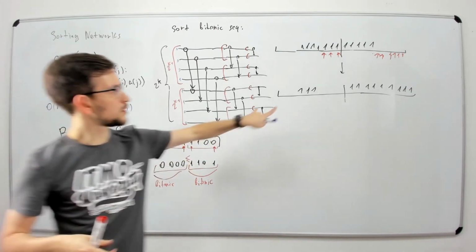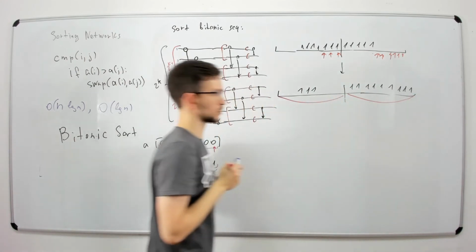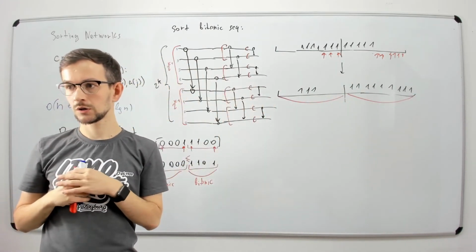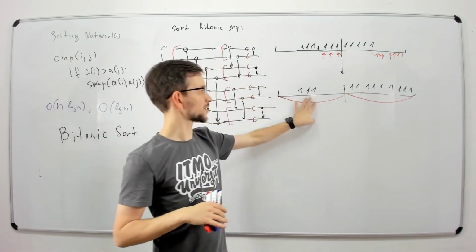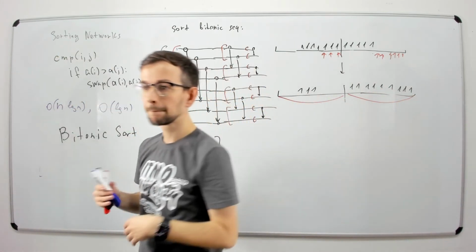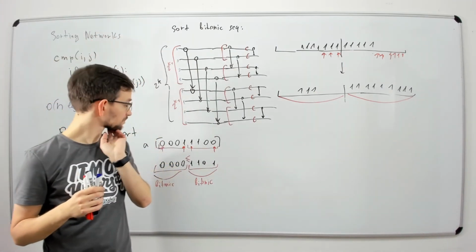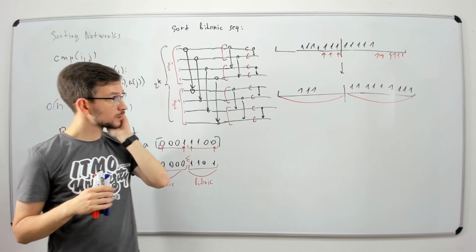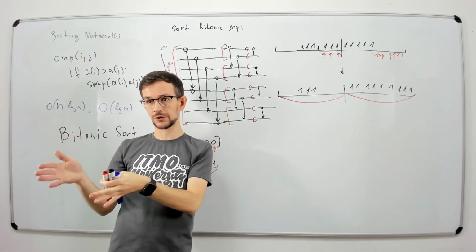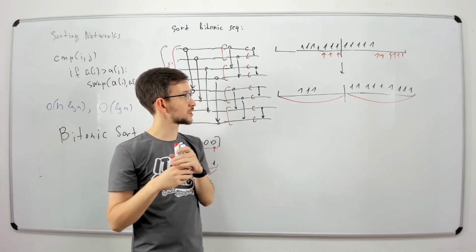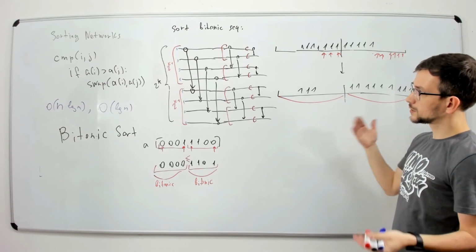No, here we have 2. I want to claim that this half is Bitonic and this half is Bitonic. The whole array is not Bitonic, but this part is Bitonic and this part is Bitonic. So the idea of the algorithm is to split the Bitonic sequence into 2 Bitonic sequences of smaller size, and so on. That's all. That's the whole algorithm.